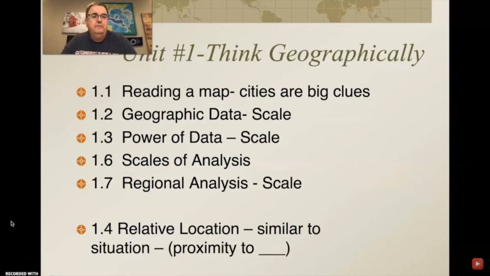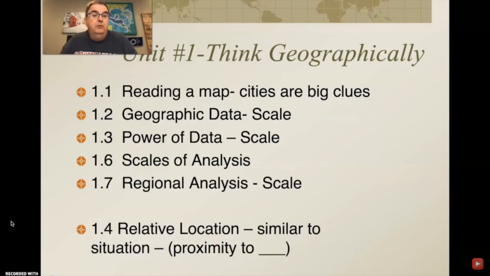And I've listed here on the left, you can see 1.1, 1.2. And there's some big ideas here about reading a map. And cities are big clues on looking at a map and trying to figure out where in the world you're looking at. And they can point you in the right direction and illustrate that. And then you see this word scale: geographic data, scale, power of data, scale, scales of analysis, regional analysis, scale. Hey, when a word's repeated that many times, scale's a big deal.